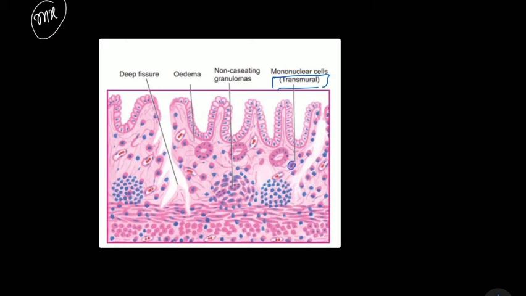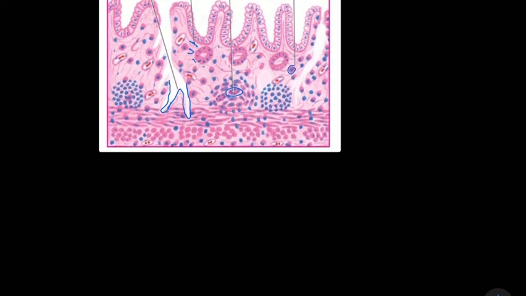We read about your granulomas, non-necrotizing type, non-caseating granulomas. Then there are areas of edema here. And we see something else. What is this? We see your deep fissures. Good, so these were the microscopic features for your Crohn's disease. We were already done with the complications.